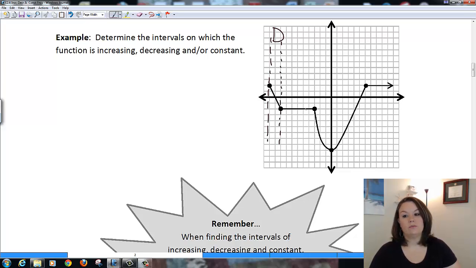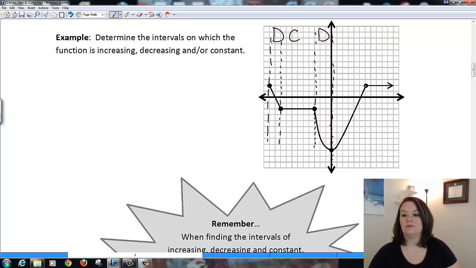And then from that second point over to my third point, notice my y values are staying the same. So this is a constant interval. And then, I don't know if you can see this dotted line on the y-axis. But from my third dot over to my fourth dot, notice my y's on this little half of a parabola are going down. So this is another decreasing interval.